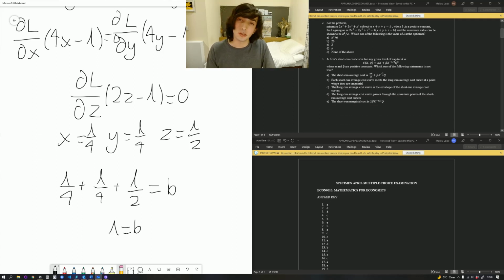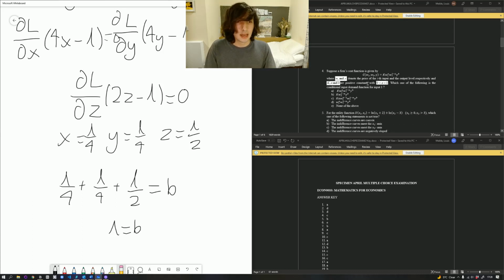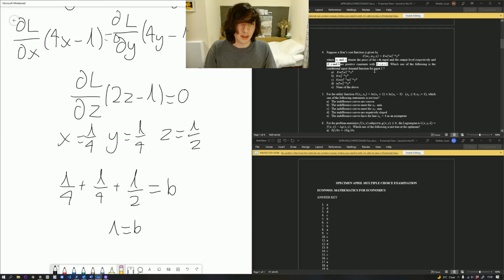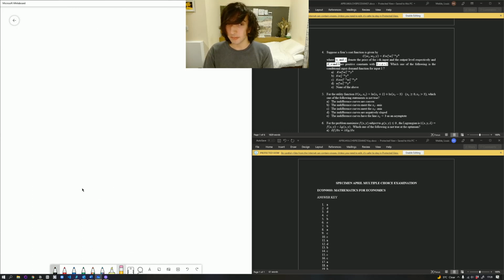Number 3 is not one we are covering. It is long run and short run cost. So we're not covering that yet. That's in envelope theorems. That'll be coming up later. And then we're also given a cost function for a firm. Now conditional input demand functions, or CIDFs. That's not a D, that's a P.